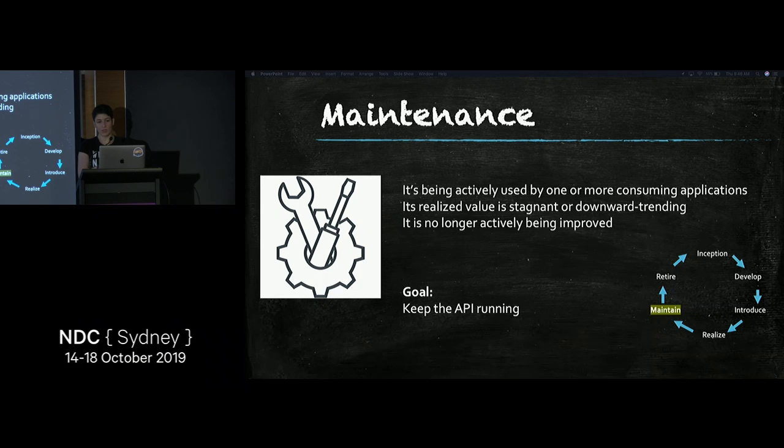Maintenance. Now, let's say you want to stay there, but you haven't been that lucky. You see that the realized values are not going upward, not even staying the same, but going downward. It means that you are losing customers, but you still have some active customers, right? So then you go to the maintenance stage, which means you just keep the API running. That's all. It might bring some income for you. You don't want to kill it, but it doesn't are worth investing more in it, right?